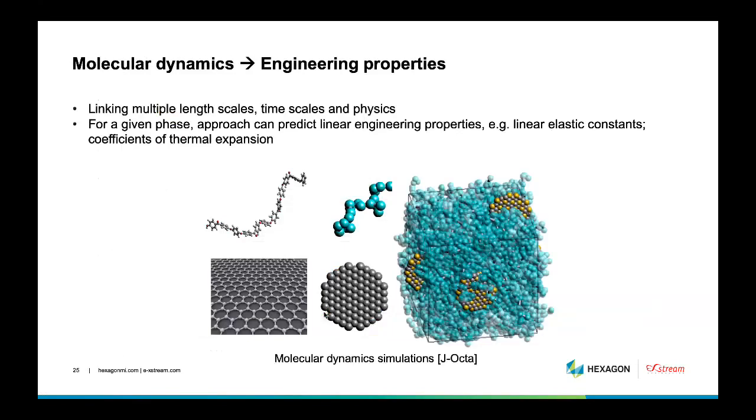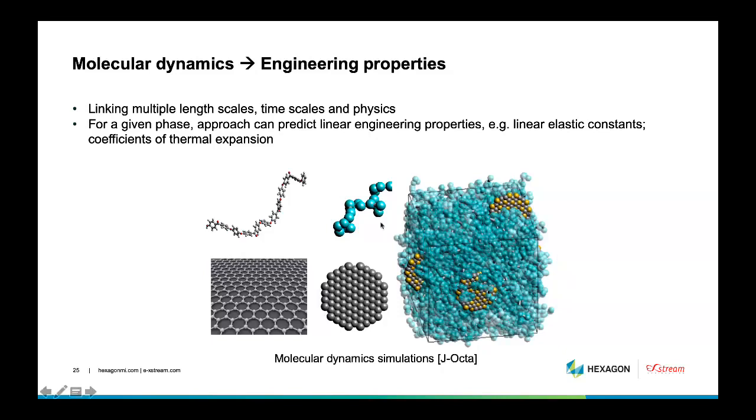Now, as I said, I only talk about multi-scale modeling using continuum mechanics at every level. So it's what we call continuum micromechanics or continuum homogenization, if you like. But of course, we can go to finer scales. We can go to the atomistic scale. We can do coarse modeling at the atoms. We can do molecular dynamics simulations. These are pictures obtained from the J-Octa software. There are other software which are able to work at the atomistic or the molecular dynamics level, like Schrodinger, for instance. And it is able to predict engineering properties with these kind of approaches.